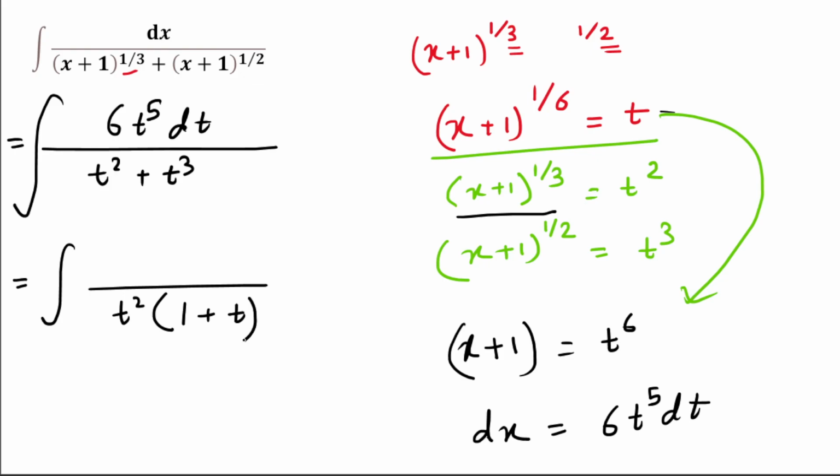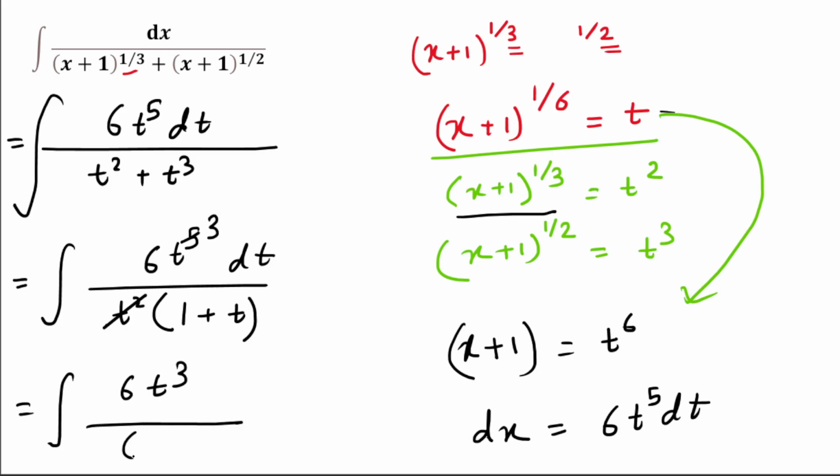All right, this is 1 plus t, and this is t to the power 5. So here it gets cancelled and it becomes t cubed. dt is of course there. So finally we reduced our term to 6t cubed by 1 plus t, dt. We can't forget the dt. So we have reduced our term to this one.